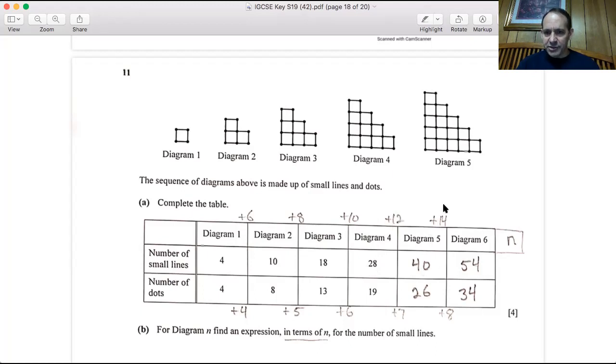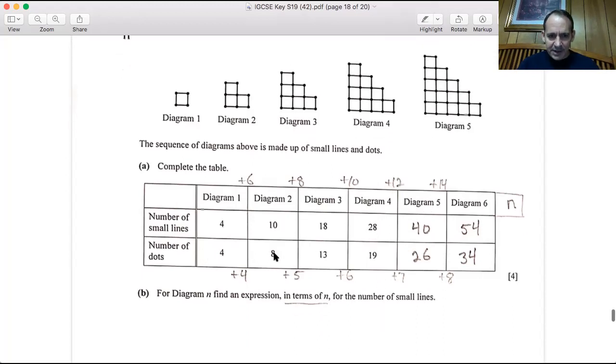So 28 plus 12 is 40, and then 40 plus 14 is 54. Now you can double check if you want to count all the lines of diagram 5 to make sure you have 40, which you should. Then for number of dots, from 4 to 8 is plus 4, from 8 to 13 is plus 5, from 13 to 19 is plus 6. So then you're going to have plus 7 and plus 8. So that should give you 26 dots for diagram 5, 34 dots for diagram 6. Again, you can count up the dots just to verify you have 26 dots there.